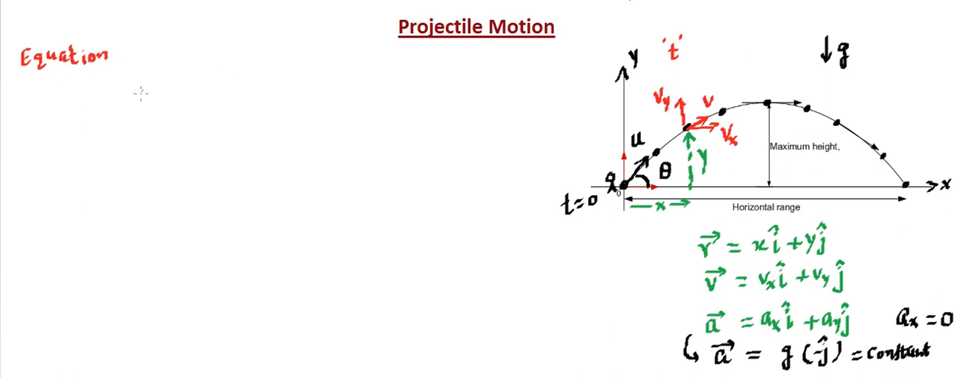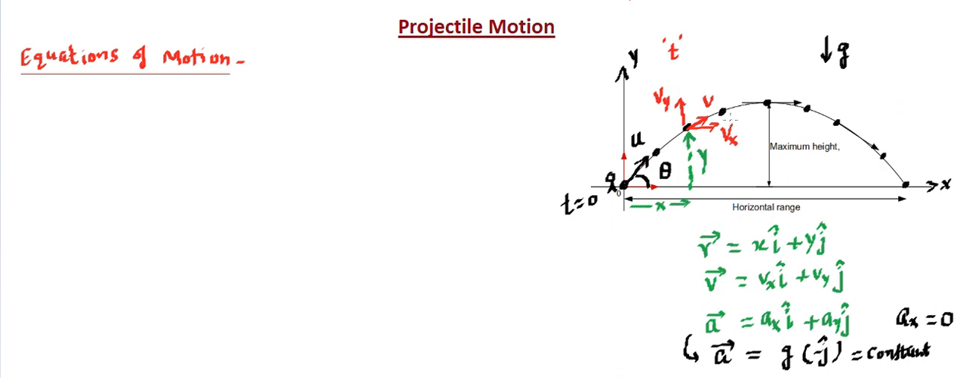Equations of motion. Now, since this is two-dimensional, we need to keep the two dimensions separate. In vectors, this is an important point: x direction motion is not influenced by y direction motion. That means x component does not influence y component. So perpendicular motions are called independent motions.